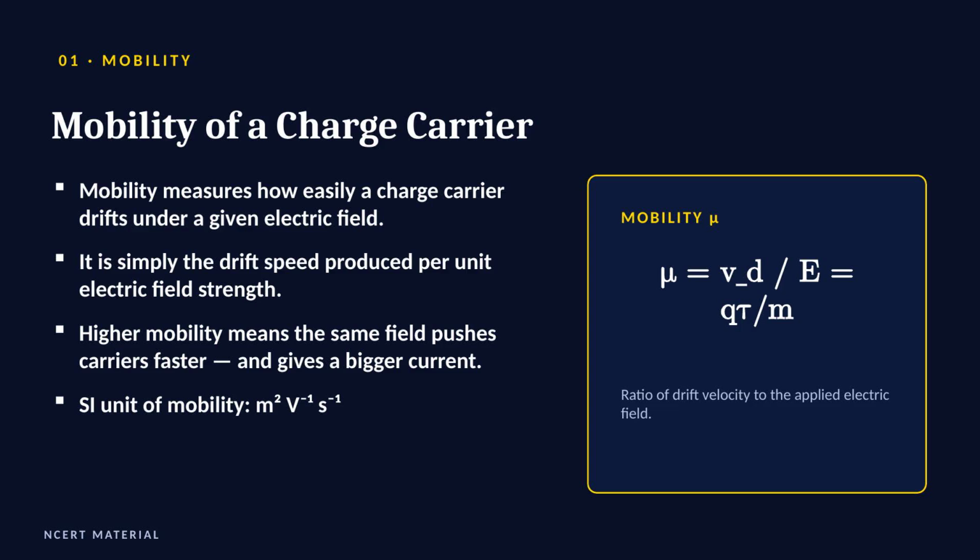Next, let's understand mobility. Mobility tells us how easily a charge carrier drifts when an electric field is applied. Formally, it's the drift velocity produced per unit electric field. So if a material has higher mobility, the same electric field will push its charge carriers faster, resulting in a bigger current. The formula is mu equals Vd divided by E, which also equals q tau over m, and its SI unit is meter squared per volt per second.